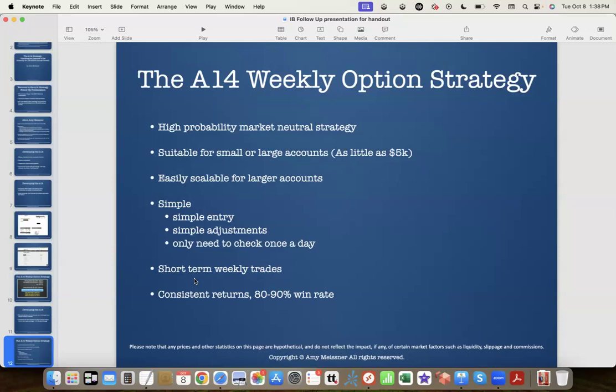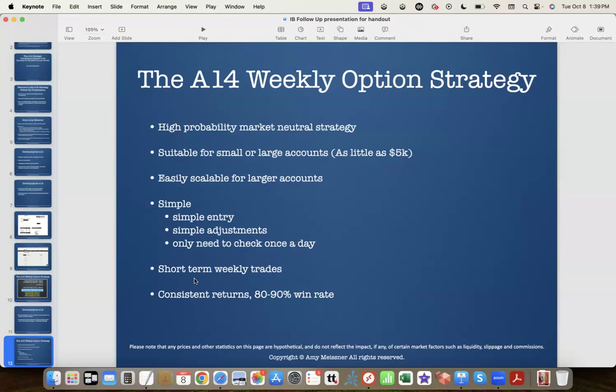High probability, market neutral, so I don't have to guess which direction the market's going to go in. Suitable for small or large accounts. As I will mention later on in the presentation, I do have an alert service where I just use a very small $5,000 margin for showing people how I'm putting on a minimum size trade each week. But it is easily scalable for larger accounts. I trade it myself today, so that's my main trade that I do in my accounts.